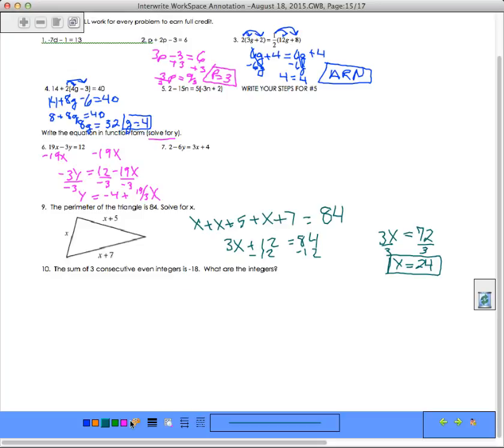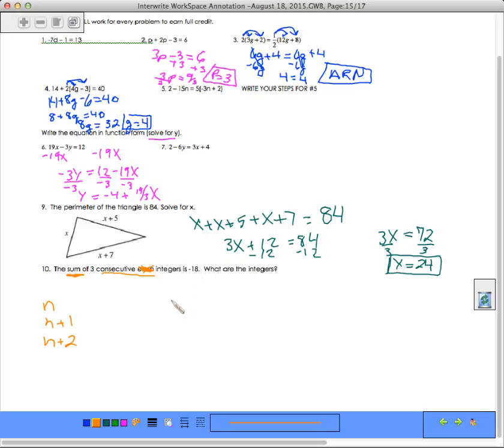We also haven't done one of these in a while, so we need to take a look at it. It says that the sum, so that means when I add, of 3 consecutive integers is negative 18. What are the integers? I don't know what my first integer is, so I'll call it n. If they're consecutive, the next one should be 1 more than that, and 1 more than that. So for instance, consecutive numbers would be like 10, 11, 12, because I'd have 10, and then 10 plus 1 would be 11, and then 10 plus 2 would be 12.